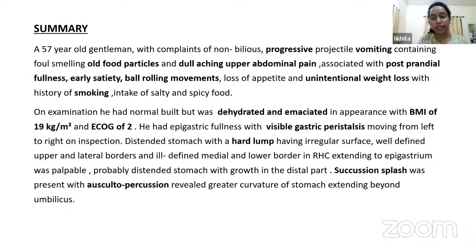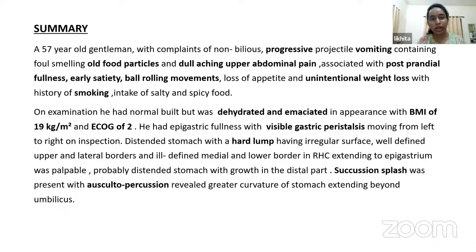Other systemic examination, cardiovascular and respiratory systems were normal. Summarizing my case history and examination, it was a 57-year-old gentleman with complaints of progressive projectile non-bilious vomiting containing semi-digested food particles with dull aching upper abdominal pain associated with postprandial fullness, early satiety, ball rolling movements, unintentional weight loss, and history of smoking.